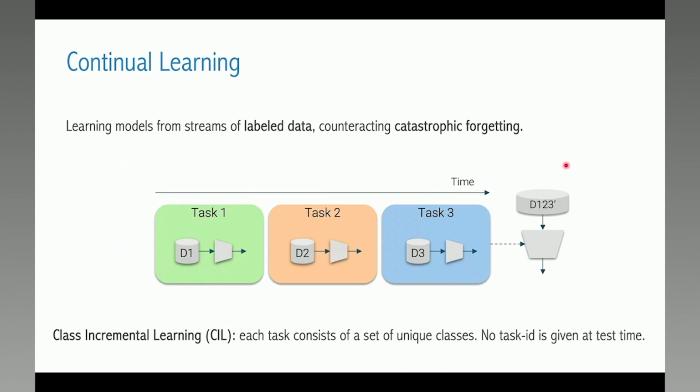In particular, in this work, we were interested in a particular scenario of continual learning, that is class incremental learning. So in each task, we have a set of unique classes. In particular, here we are focusing on multi-label classification. So we have different labels. And then at test time, we don't have any indication of the task. So no task ID information is provided at test time. This, of course, makes the inference more challenging.